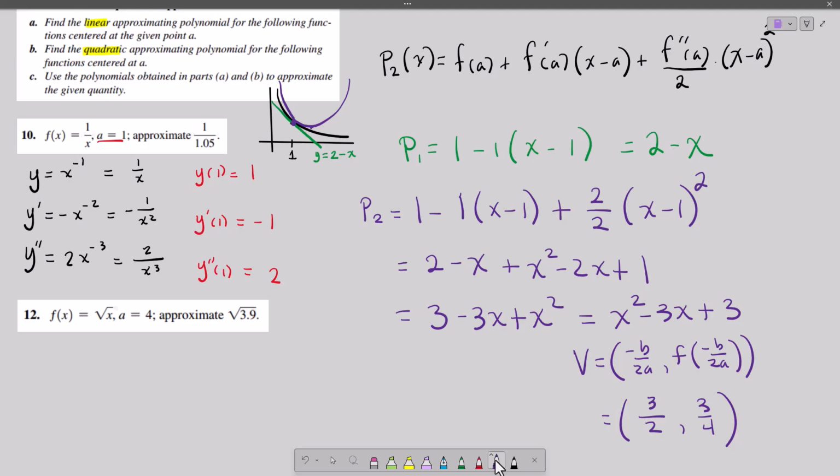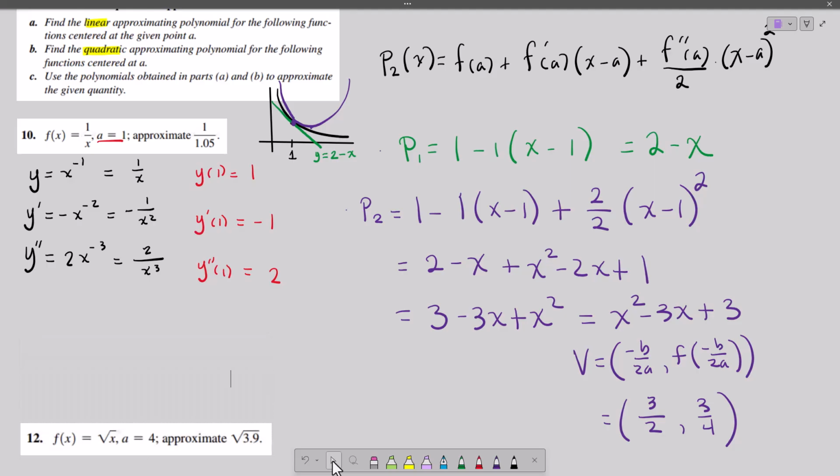Now, normally we're not going to rewrite this. We usually want to just keep it in these two general forms because you can see the pattern, and simplifying is not going to give us that much value. So let's answer the question about the approximation. This said we want to approximate 1 over 1.05. So 1.05, if we look over here, is right in there. So 1.05 is somewhere in there.